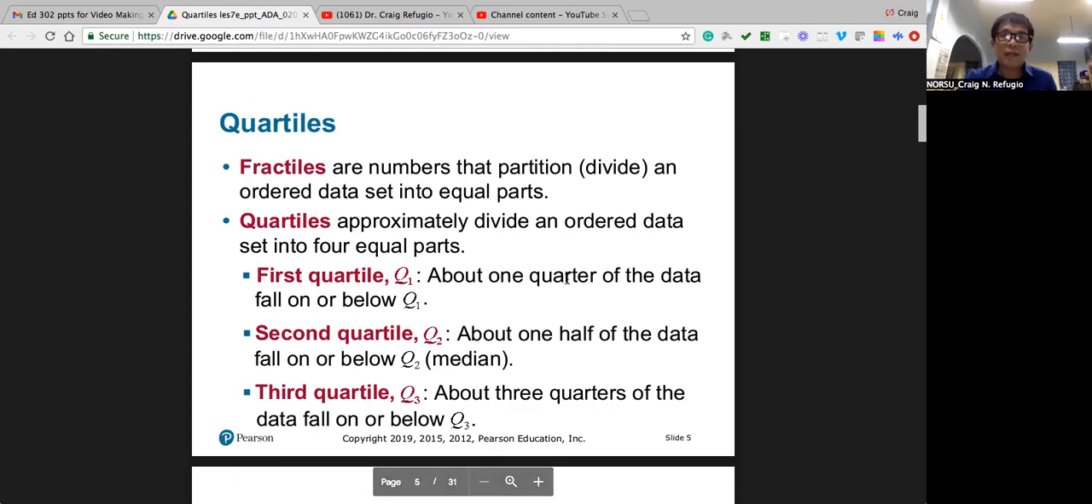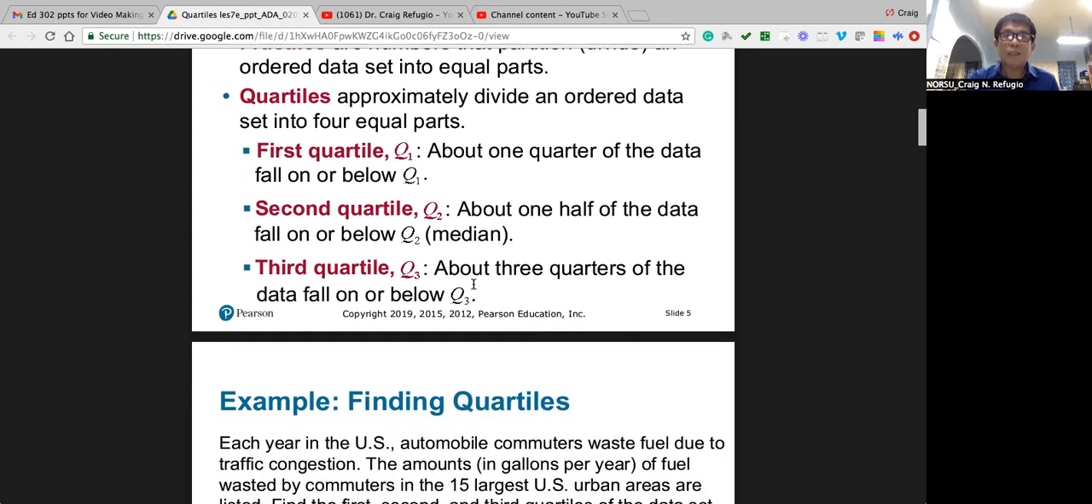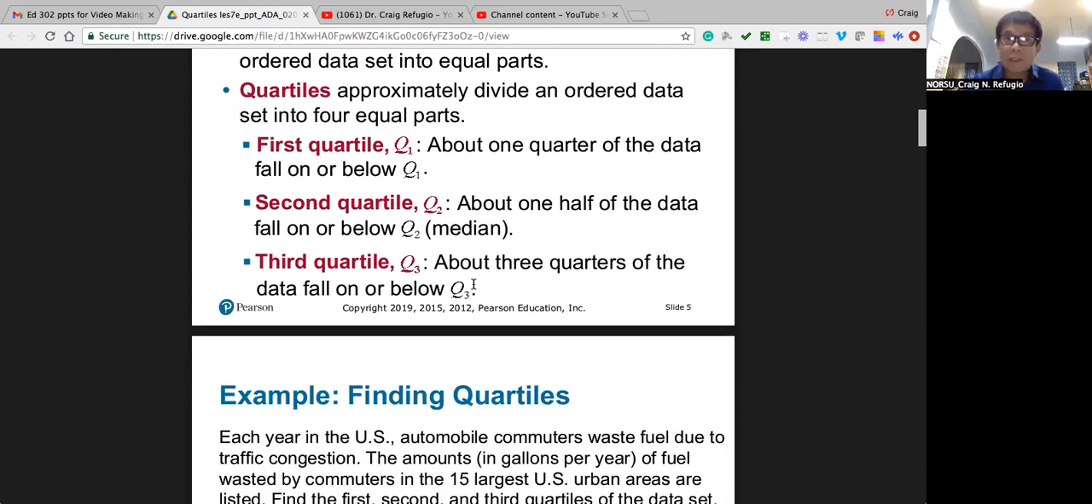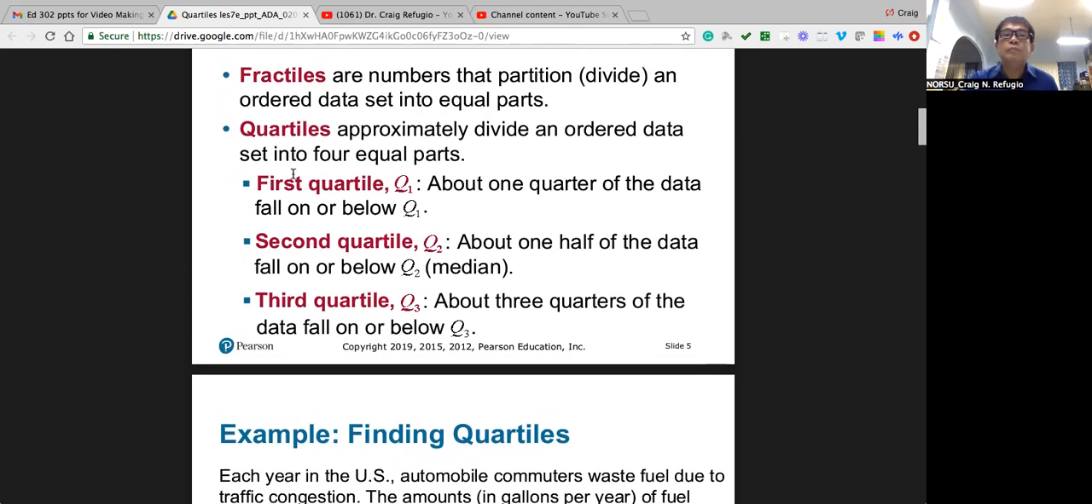Quartiles approximately divide ordered data into four equal parts. So quartiles divide a given set of data into equal parts, where the data are arranged from highest to the lowest one or from the lowest to the highest one. In general, this is what we call ordered data. So we have the first quartile labeled as Q1, second quartile Q2, third quartile Q3, and then the highest one is quartile number 4. For the first quartile, about one quarter of the data fall on or below Q1.